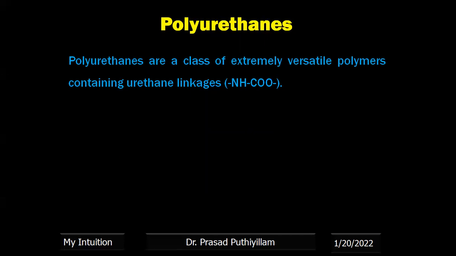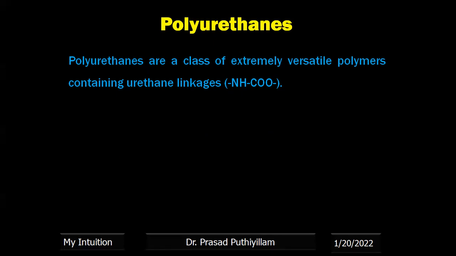Polyurethanes are a class of extremely versatile polymers containing the urethane linkage. Extremely versatile means these polymers have their own unique applications, therefore we call it a versatile polymer. Polyurethane can be used in the form of a foam, for the cushioning effect. It can be used as a resin. It can be used as a thread. Polyurethane threads can also be used.